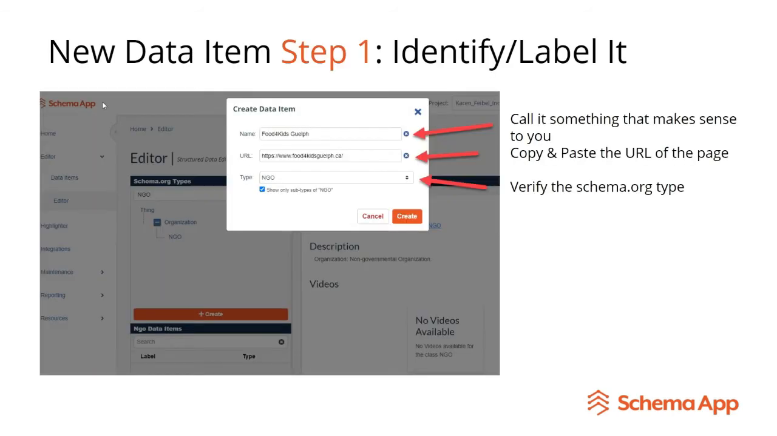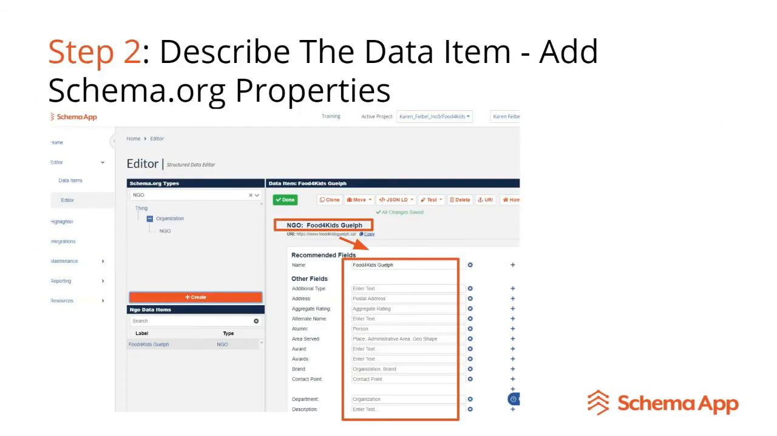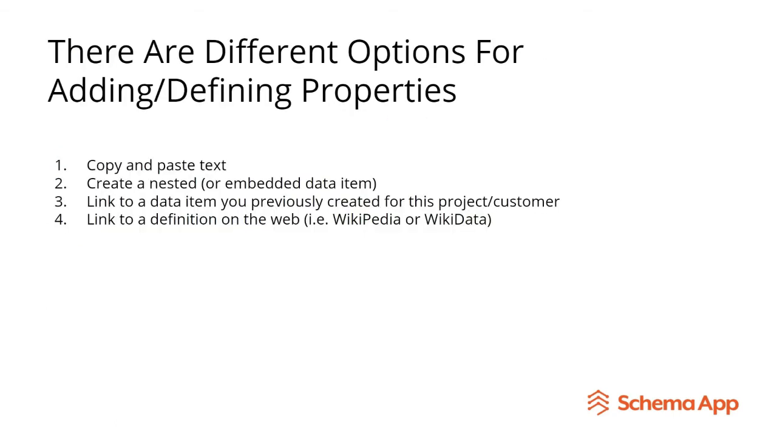So here we are, we've selected NGO as our primary schema.org type for this not-for-profit organization. And I'm going to start with step one, which is giving this data item a name, copying and pasting the URL to say, this is where I want you to deploy this NGO markup to, and verifying that the type should be NGO. And now I can move on to step two, which is describing all of the properties associated with this NGO. And of course, I'm only going to mark up content that's visible on the page.